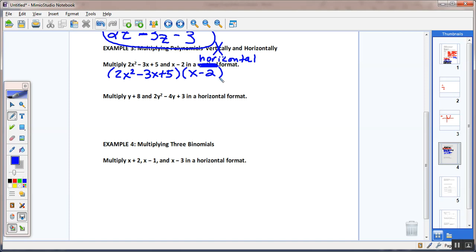Basically, guys, I need to take everything in here times everything in here, and then in the end, we need to combine like terms. So I'm just going to start this out. I'm going to be drawing bunches of arrows up here, and that's okay. What's 2x squared times x? 2x to the third power. And then I need to take 2x squared times what, kids? Times negative 2. So what's 2x squared times negative 2? Negative 4x squared.